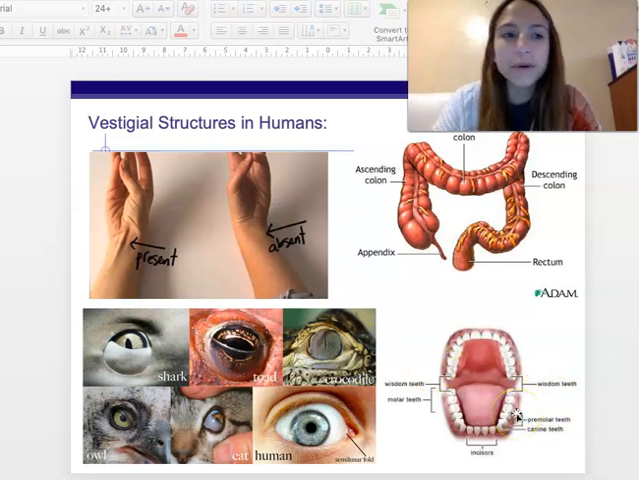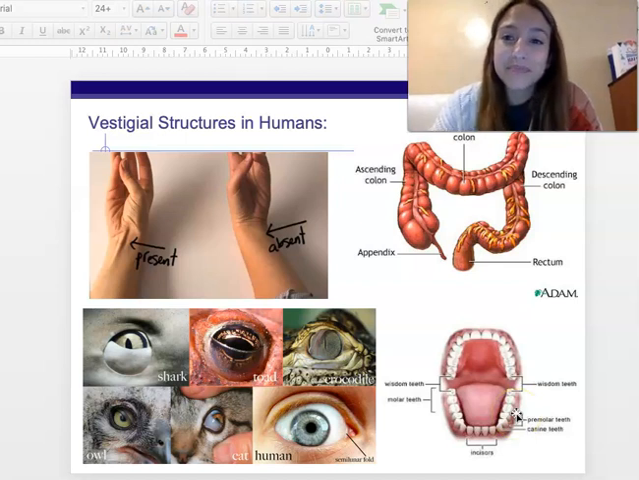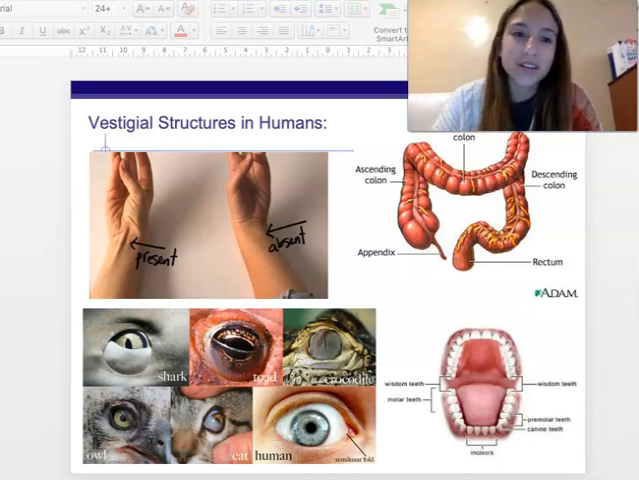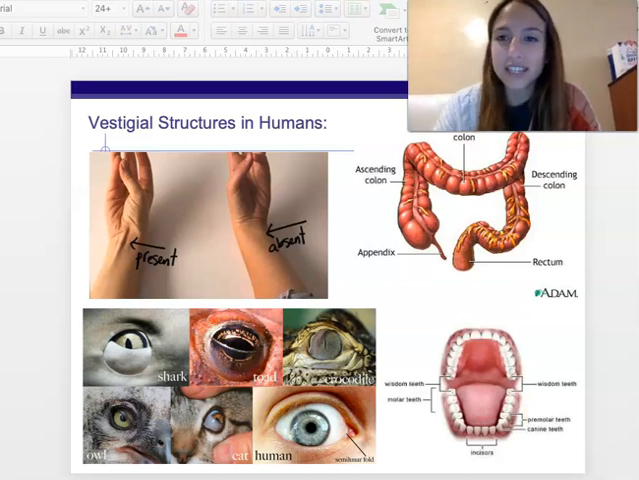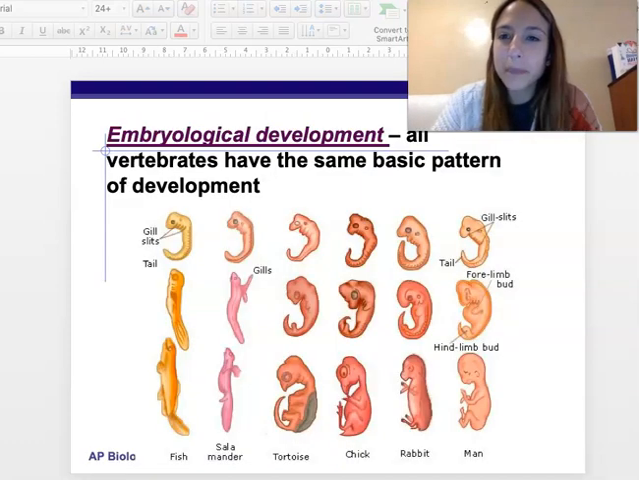There's also a lot of people like me, for example, that were born without wisdom teeth because we simply do not need them. They're vestigial, they're not necessary. They do not necessarily fulfill a function on today's population. We can also see some evidence of evolution through our embryology.